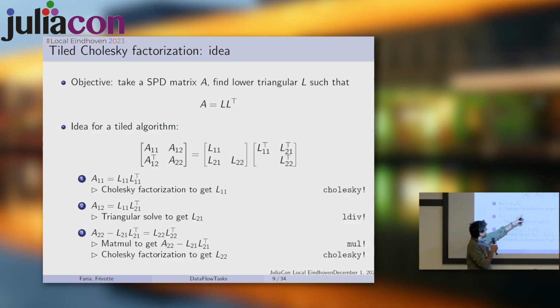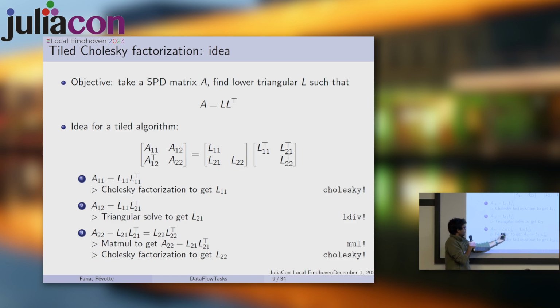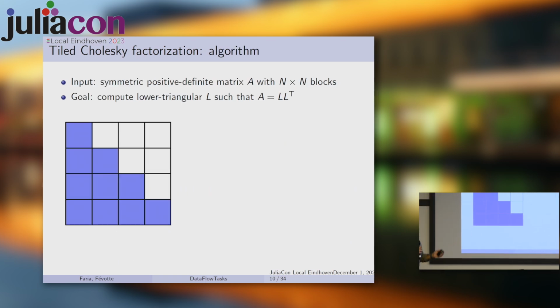Then if you write what the block equation is for the A22 block, you have to do a Schur complement here. So this is the first step: you have to do a matrix multiplication, and then you have to do a Cholesky again. Here we can't really parallelize anything because it's just the 2x2 block. But let's look at a bigger case now.